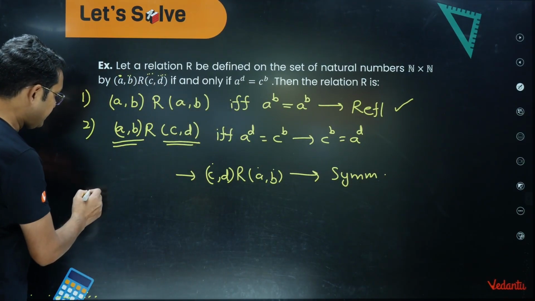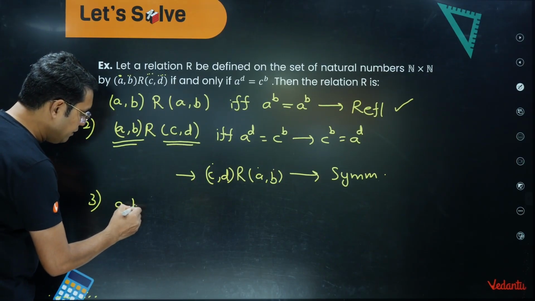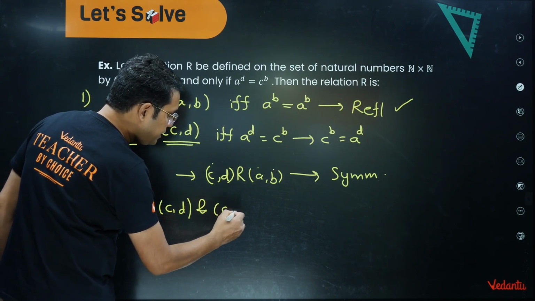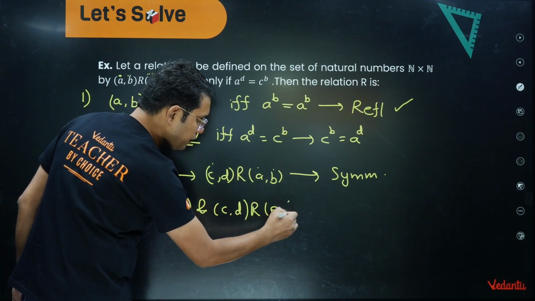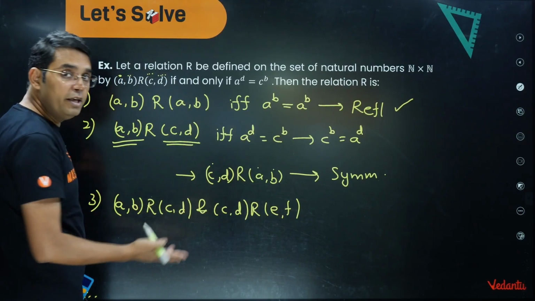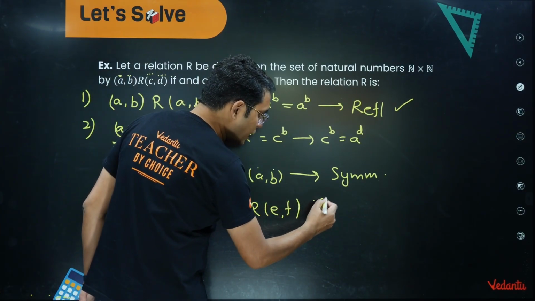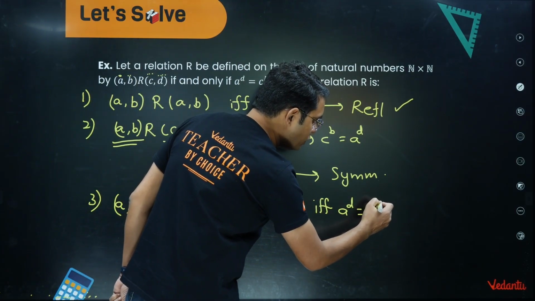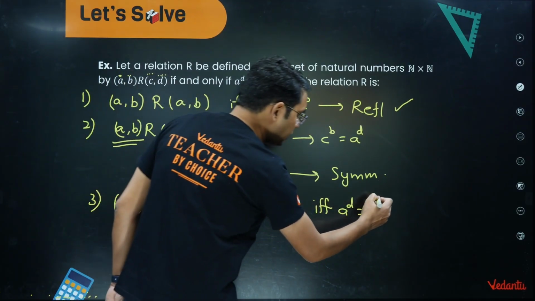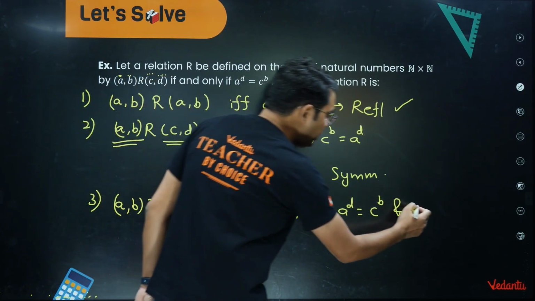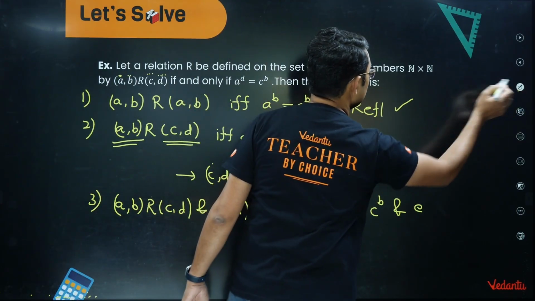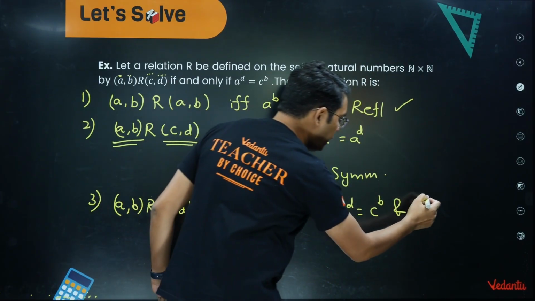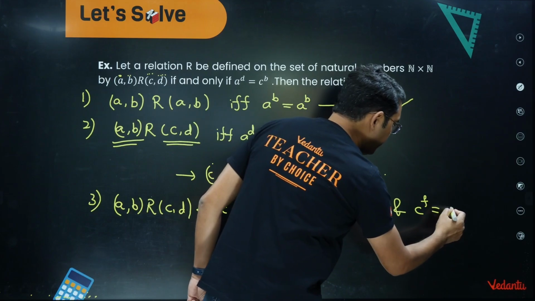Okay, now coming to transitive. So for transitive, we will be checking that (a, b) related to (c, d) and (c, d) is related to, let's say, (e, f). Then we will check whether (a, b) is related to (e, f) or not. Now this is if and only if, as per given in the question, a raised to the power d is equal to c raised to the power b. And for this, it will be c raised to the power f is equal to e raised to the power d.